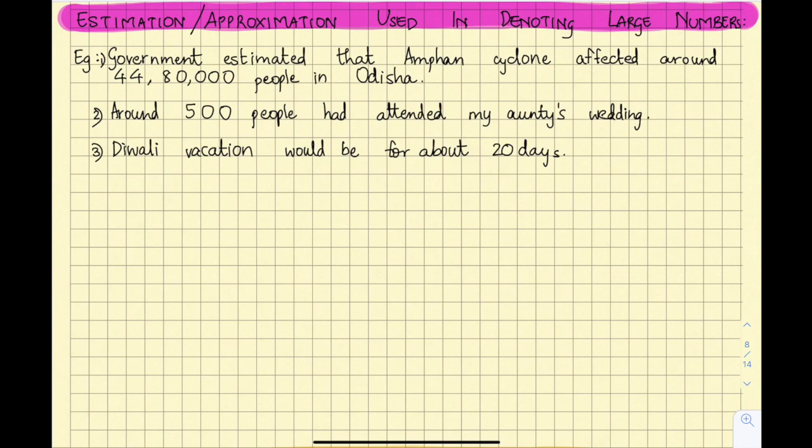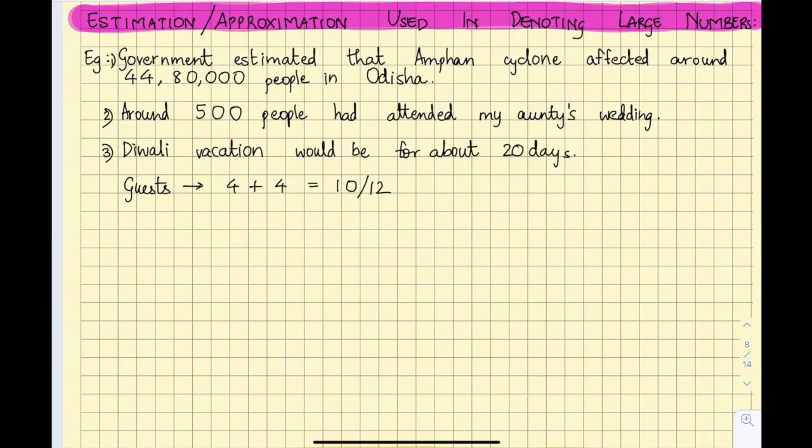Similarly, we take estimation when guests are going to come at our home. Guests are coming at home, so assume we are 4 family members plus guests are coming around 4. But the number of people for whom food will be prepared would be near about 10 or 12, so that the food is not less but it would suffice everyone.